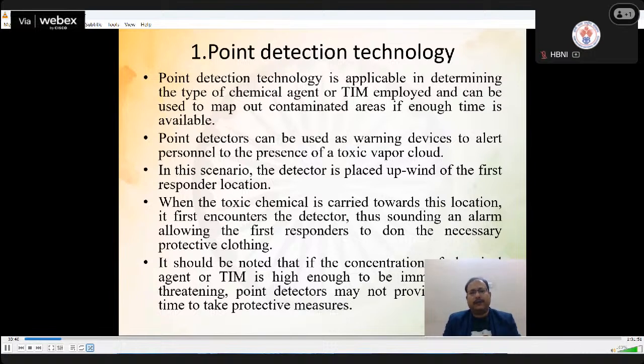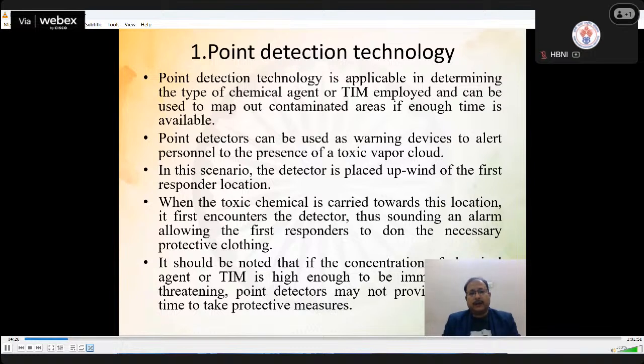It can be used as a warning device to alert personnel to the presence of a toxic vapor cloud. If these types of detectors are available, we can easily see that the downwind velocity is, say, 4 miles per hour, whatever the measurement, and we can tell the first responders that after a few minutes or seconds, as we see the wind direction, this type of wind is going to come. You have seen in the cloudy or winter seasons that whenever there is snowfall in hilly areas, the impact is on the ground areas. A similar thing can be understood here.